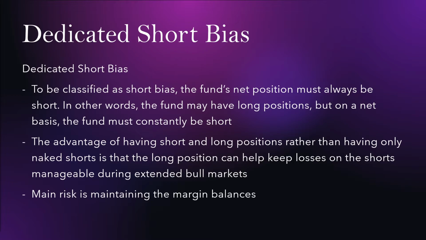Dedicated short bias. To be classified as short bias, the fund's net position must always be short. So that's what this strategy basically is. You have to always have a short position. In other words, the fund may have long positions, but on a net basis, the fund must constantly be short. The advantage of having short and long positions rather than only naked shorts is that the long positions can help keep losses on the shorts manageable during extended bull markets.